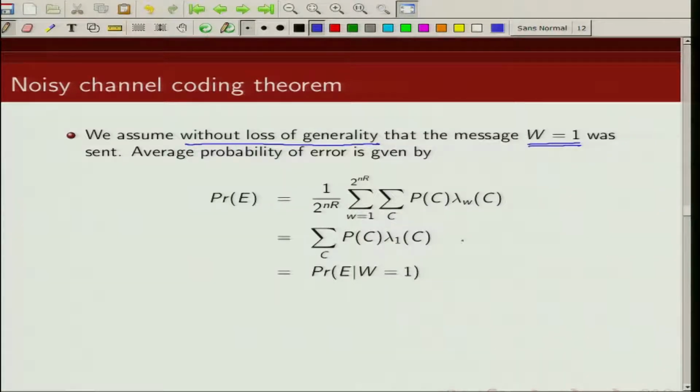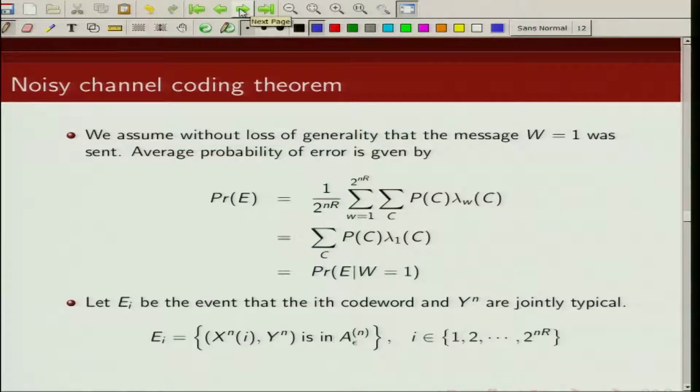So the probability of error can be given by the probability of error given the first index was sent, that is, the probability of error given index 1 was sent. So let us compute this probability. Now let us denote E_i to be the event that the ith codeword and the received sequence y^n are jointly typical. So E_i is the event that x^n(i) and y^n belong to the jointly typical set.